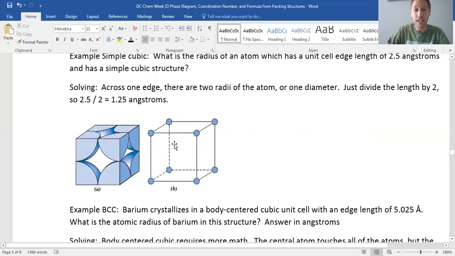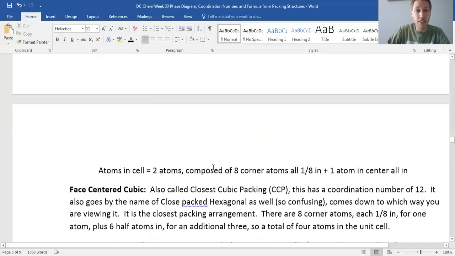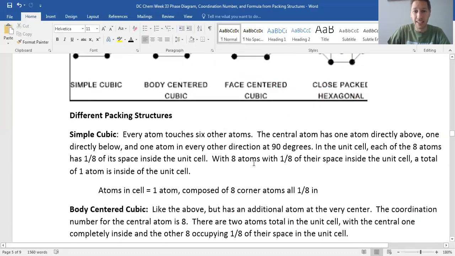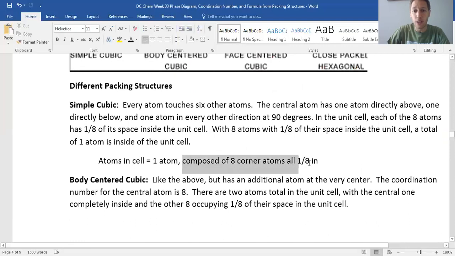So every single corner counts as an 1/8 in. So this atom here is an 1/8 in. This atom's an 1/8 in. This is an 1/8 in, and so on. So inside the unit cell, there's going to be a total of 8 corner atoms, which means that inside the cell there's 1 atom. So in general, simple cubic patterns don't pack very tightly.